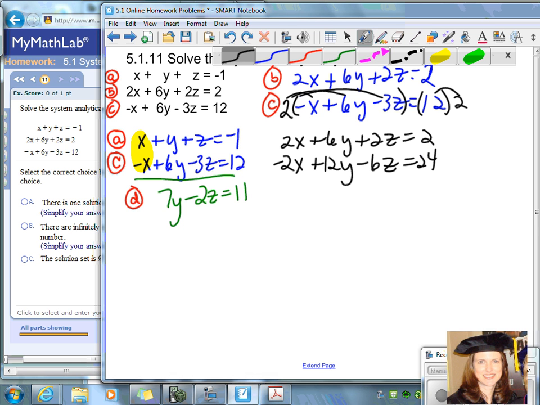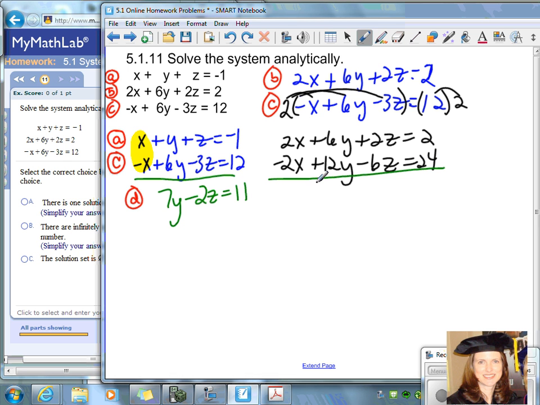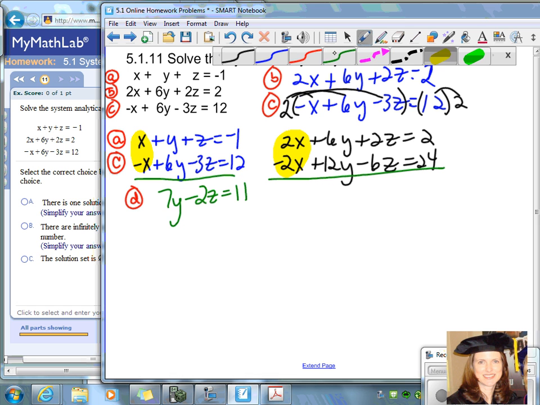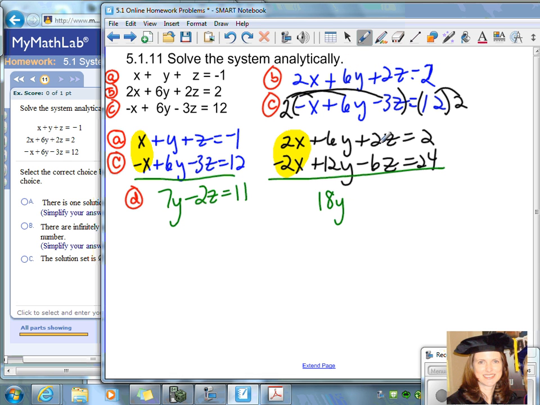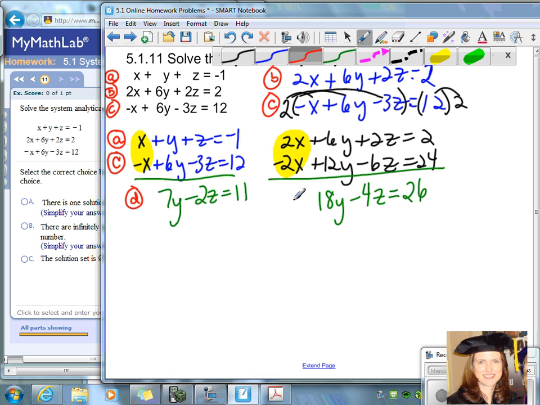I'm going to combine those two equations together to get a new equation that eliminates the x terms. These are now opposites. So let's see what happens when we combine these equations. 2x and -2x is 0, 6y and 12y is 18y, 2z minus 6z is minus 4z, and 2 plus 24 is 26. I'm going to label that equation E.